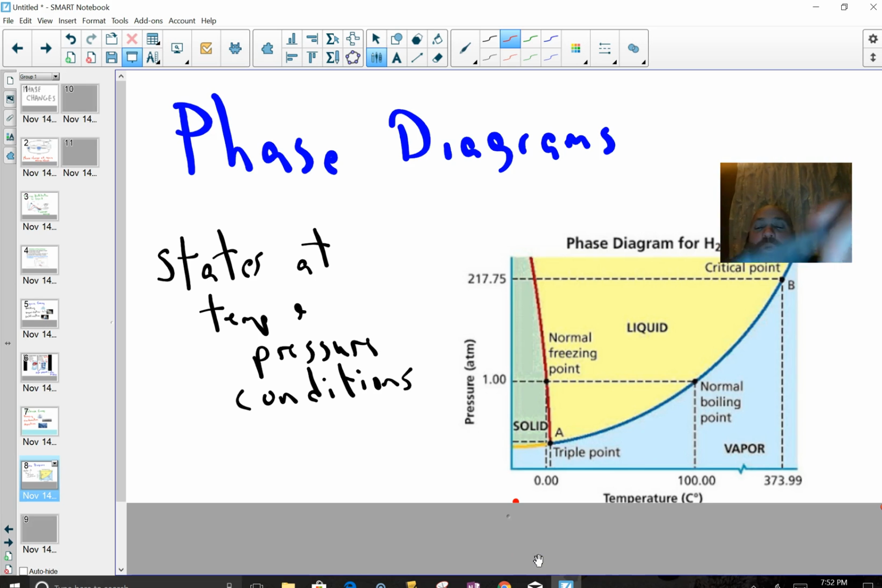What you see is, here's our liquid phase. This is where a substance is liquid. This is a solid. This is where water is a liquid, and this is where water is a vapor. And it's all based on what the pressure and the temperature are.